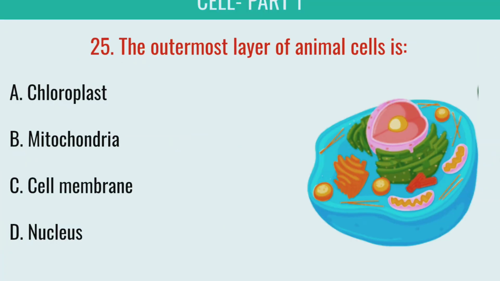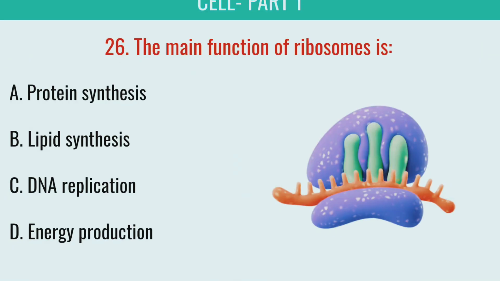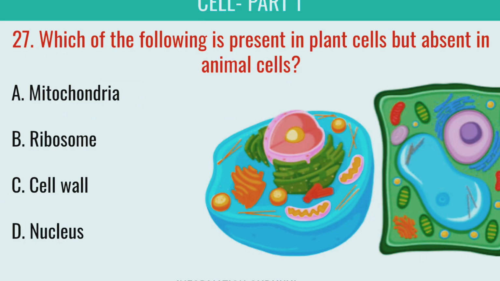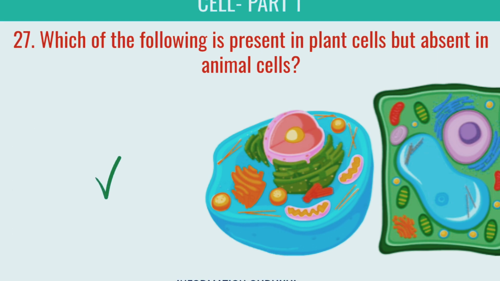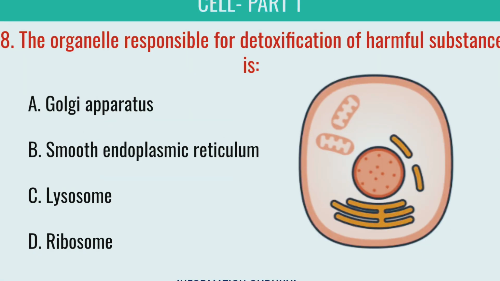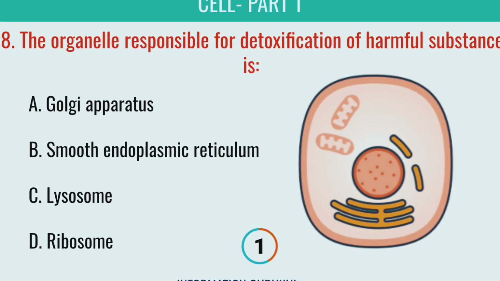The outermost layer of animal cells is cell membrane. The main function of ribosomes is protein synthesis. Which of the following is present in plant cells but absent in animal cells? Cell wall. The organelle responsible for detoxification of harmful substances is smooth endoplasmic reticulum.